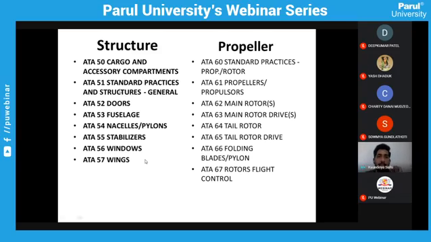Maintenance doors, everything comes under door structures. Okay, fuselage is nothing but from bulkhead 0 to bulkhead 67, I think 74, depending on the aircraft. You will have the bulkhead. So nacelle and pylons are nothing but the component which hold the engines, right?